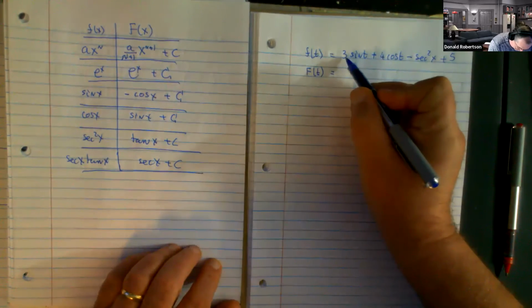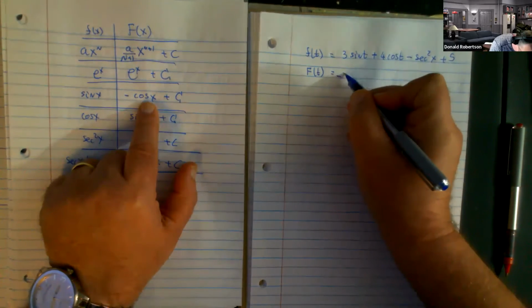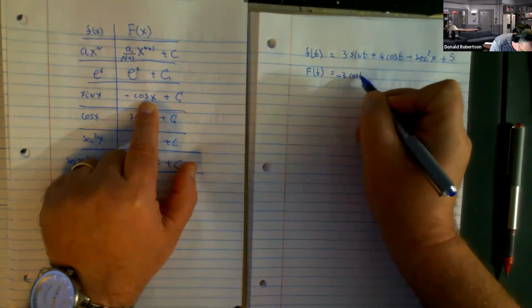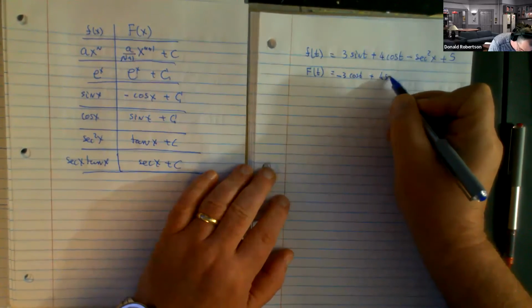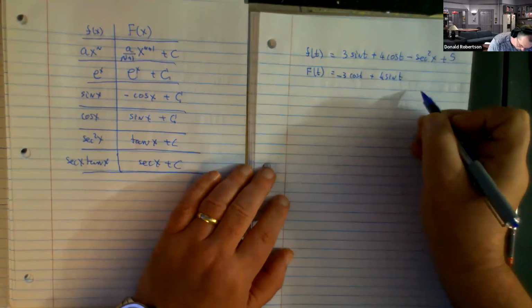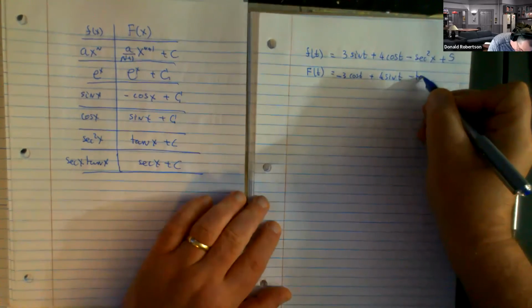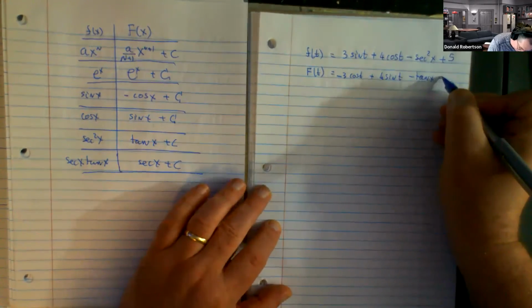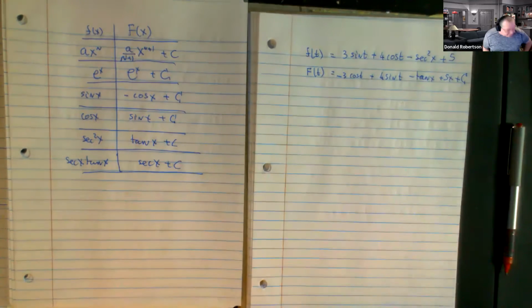Well, you'd say, okay, if you find the antiderivative of 3 sine, you get negative 3 cosine. 4 cosine gets you positive 4 sine. A negative secant squared gets you a negative tan. Put in the 5 there just because I wanted to, and finish with a plus C.